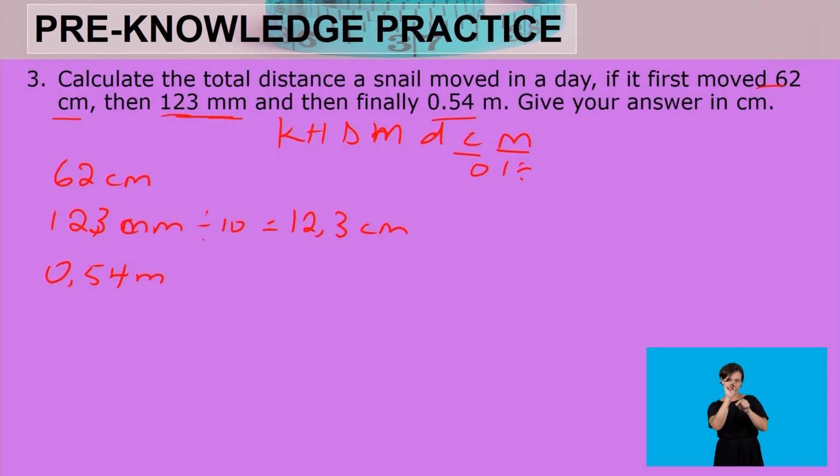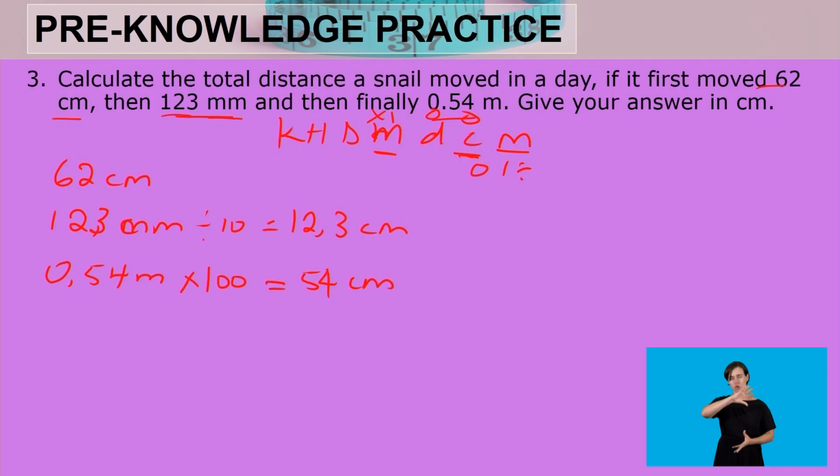Then the last one, we have to convert the 0.54 meter to centimeters. So meter to centimeter, we're moving from M to C. Then it's going to be a 1 and 2 zeros. Then we are multiplying. So what is 0.54 times 100? It gives us 54 centimeters. So we multiply by 100.